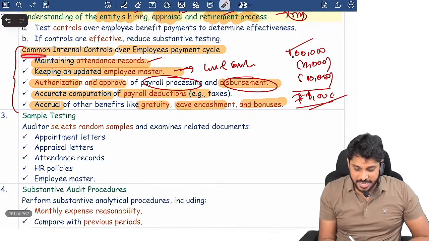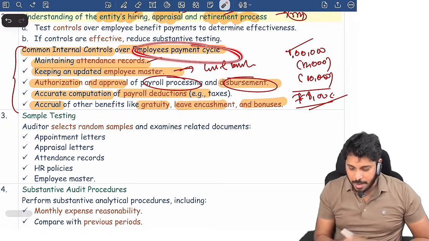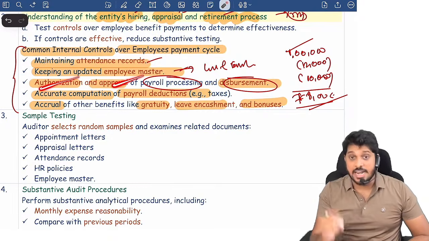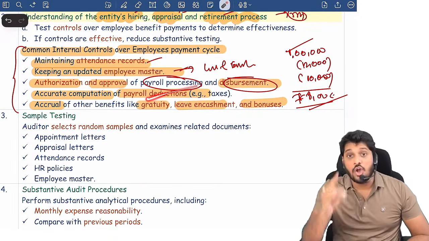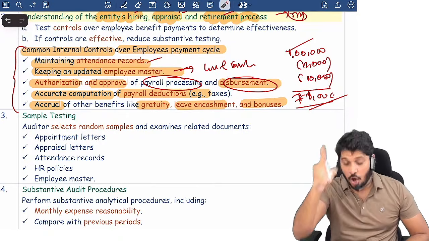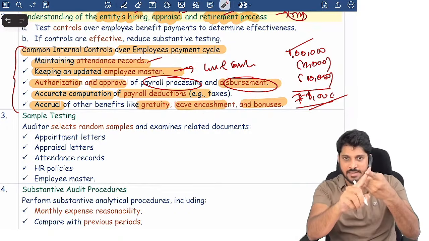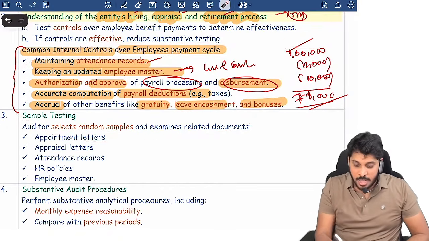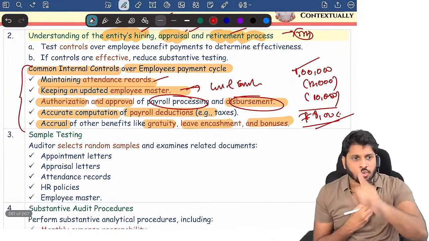See that company has certain common internal controls over payment cycle: controls over attendance record, controls over employee master, controls over authorization and approval of payroll process, control on payroll deduction, control on accounting of retirement benefits like leave encashment, gratuity, and bonuses. So all these controls must be there. And auditor, as an auditor, what you should do?